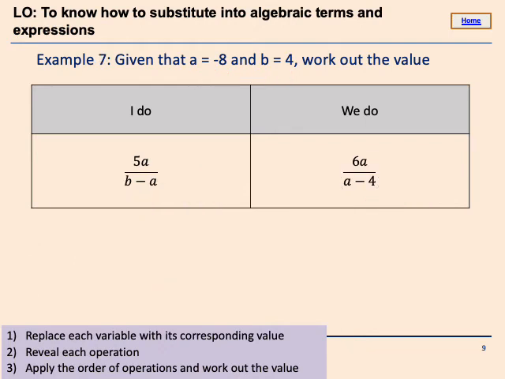And here is our final example. So still, given that a is -8 and b is 4, work out the value of the following.